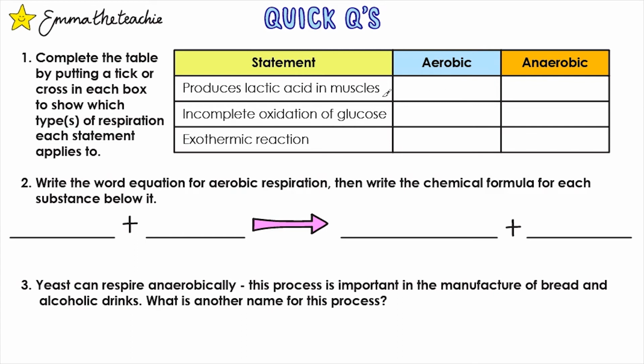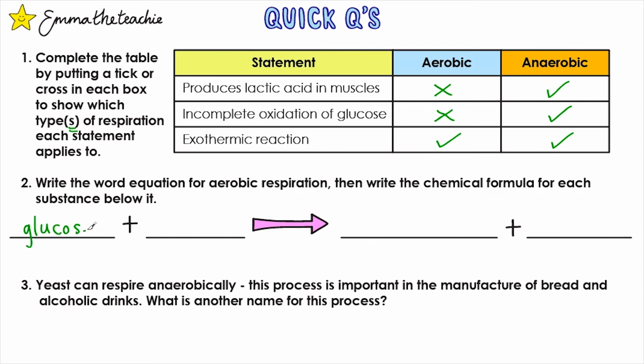So first up is produces lactic acid in muscles. That is not aerobic, it is anaerobic. Incomplete oxidation of glucose is also not aerobic, that happens during anaerobic respiration. And an exothermic reaction, well, that one is actually both, as both processes release energy. And just to point out that we are allowed to tick multiple boxes, as it said type or types of respiration.